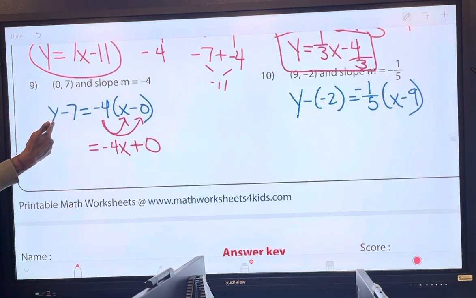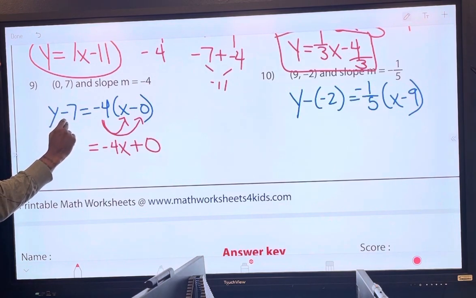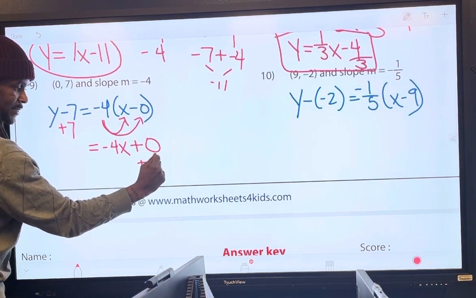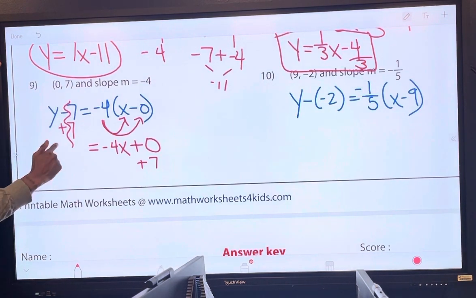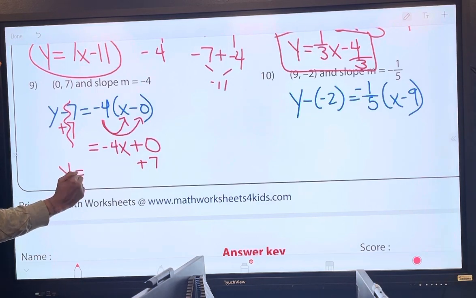Now, if you got a 7 over here, what are you going to do to it? If it's negative, you have to do the opposite. So you're going to add 7 here and add 7 here. You know why you do the opposite? Look, that's why. So this can cancel. Now you just got y equals what's remaining?